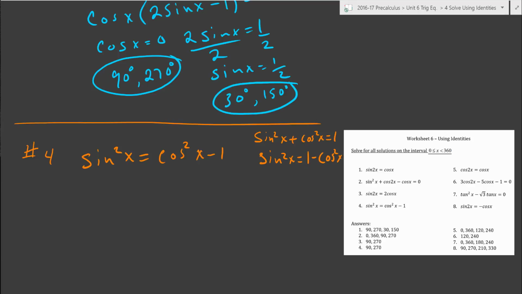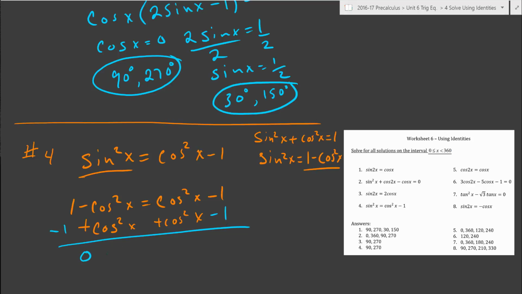And I'm going to go ahead and substitute that right here. So we have 1 minus cosine squared x equals cosine squared x minus 1. Now we're going to bring everything over to one side here. I would like to end up with a positive leading coefficient. So I'm going to add cosine squared x to both sides. And I'm also going to subtract 1 from both sides. This leaves me with 0 on the left and 2 cosine squared x minus 2 on the right.